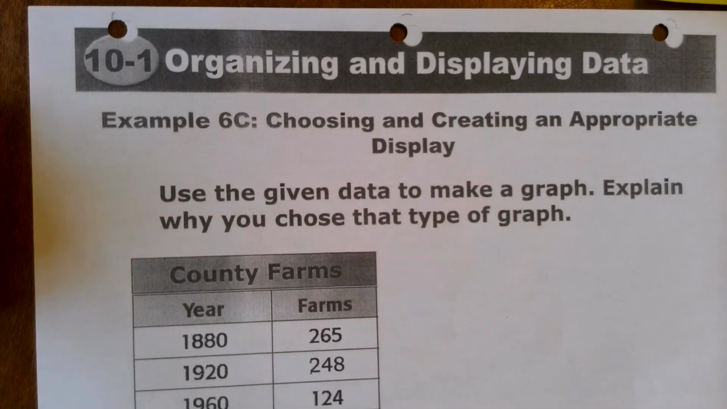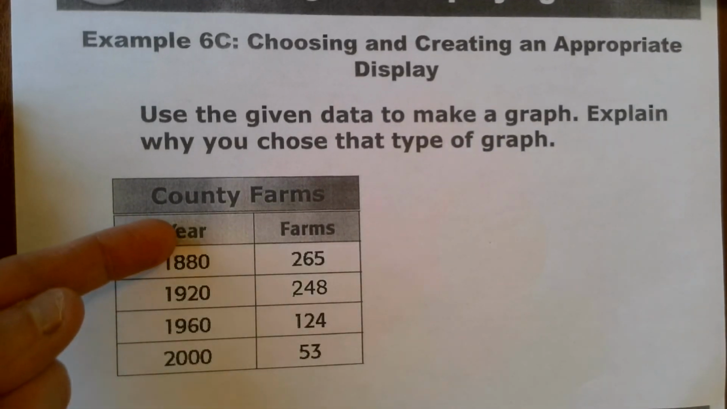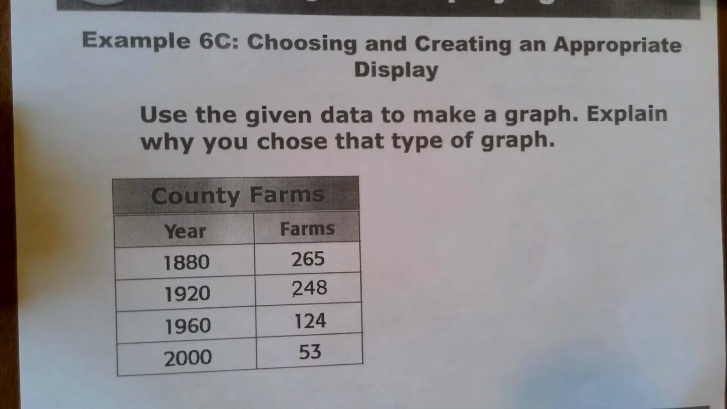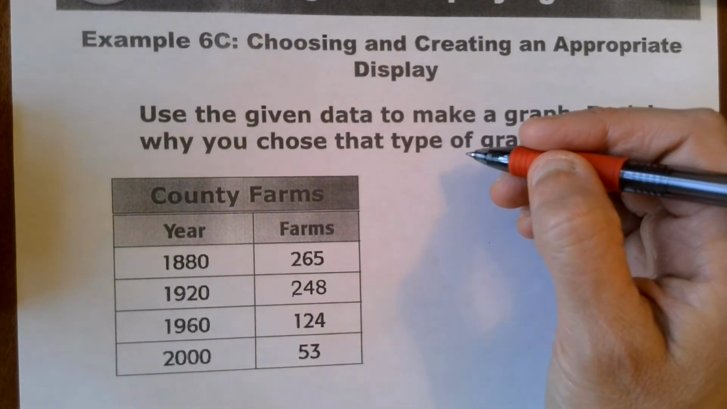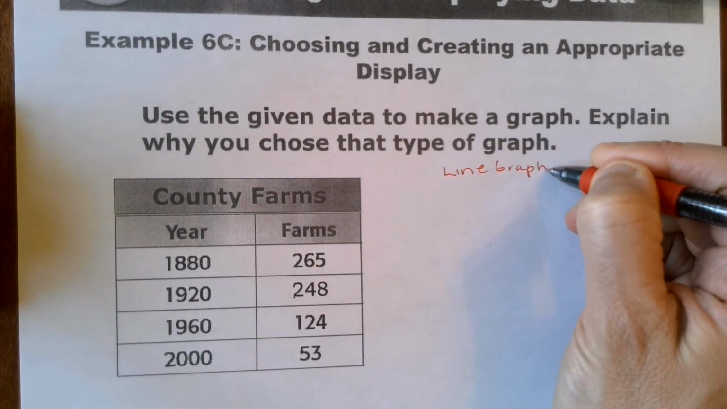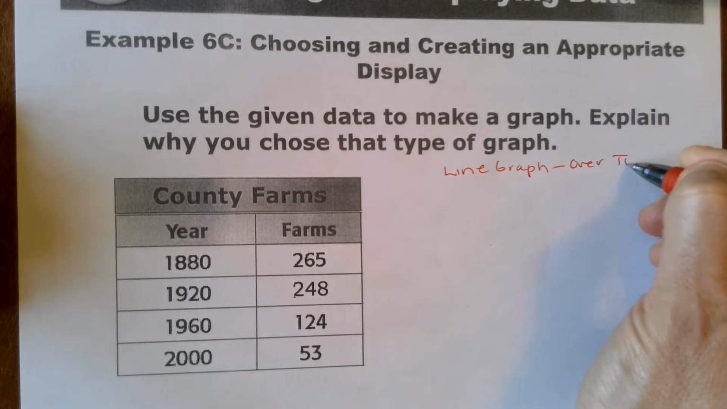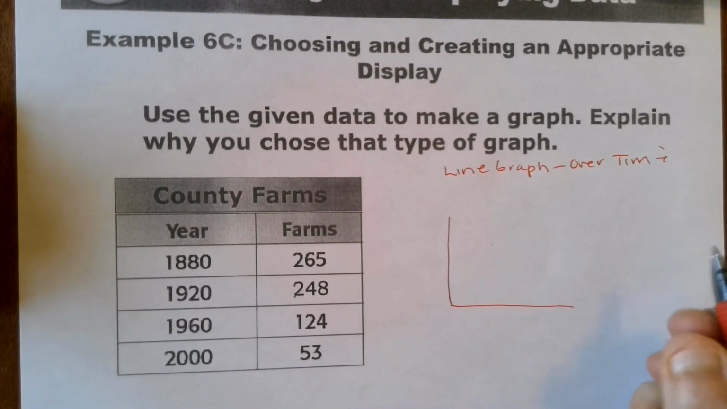We have one more left. Let's take a look. And that is farms. And we can see that they're doing time. So a great choice for this is going to be a line graph. It's over time. Okay, and you want to put the time on the bottom. And let's look at the years. It's going from 1880 all the way up to 2000. So you want to have equally spaced increments.